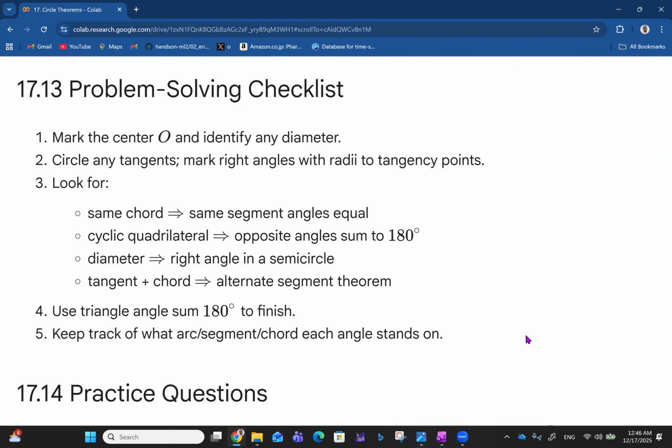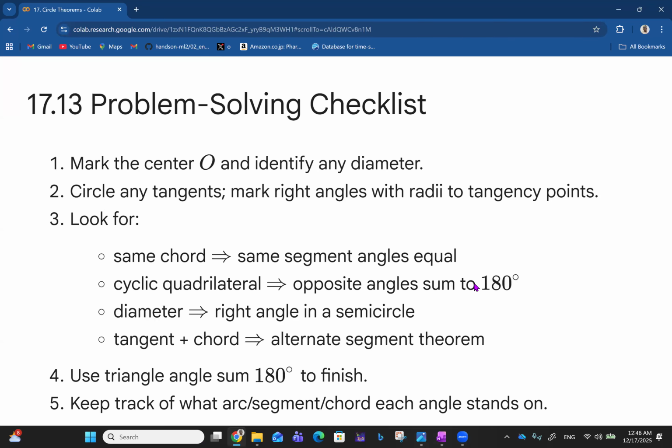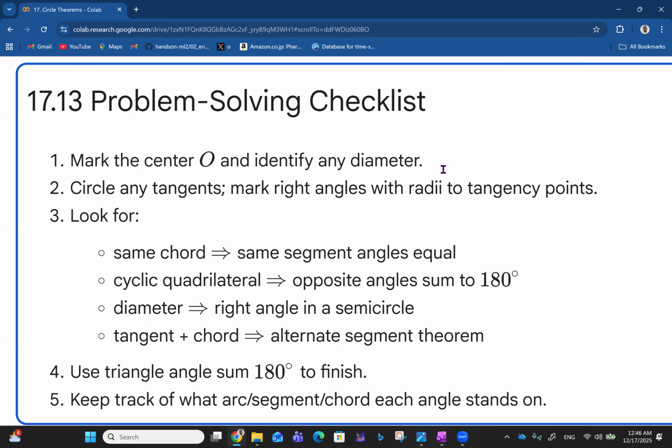So now if you are solving problems on circle theorems, you have to pay attention, like from everything I've been doing. Mark the center O and identify any diameter. And that's the first thing we do. Mark the center O, then circle any tangents. If you have tangents, mark right angles with radii to tangency points. So like anywhere, maybe you have a radius meeting a tangent, you already know that's 90 degrees and things like that. Then look for same chord.